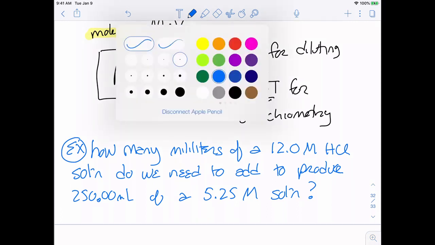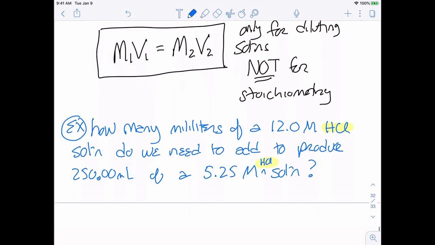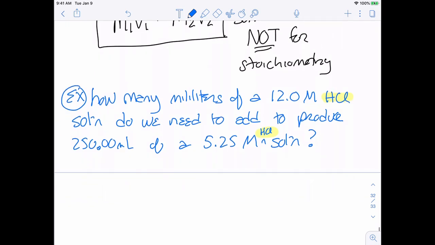So this is a diluting. We can use our M1V1 equals M2V2 equation because I'm going from HCl to HCl. I guess I didn't write that, but because I didn't write another one, we'll stick it in there. It's HCl to HCl, so I can just use that equation. What I like to do, anytime I have an equation like that, is make a list of what's equal to what before I plug them in.